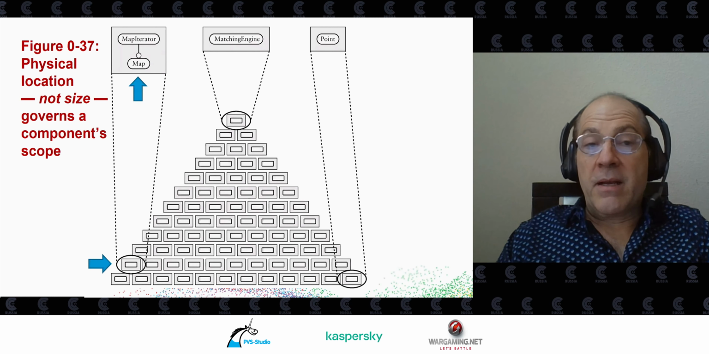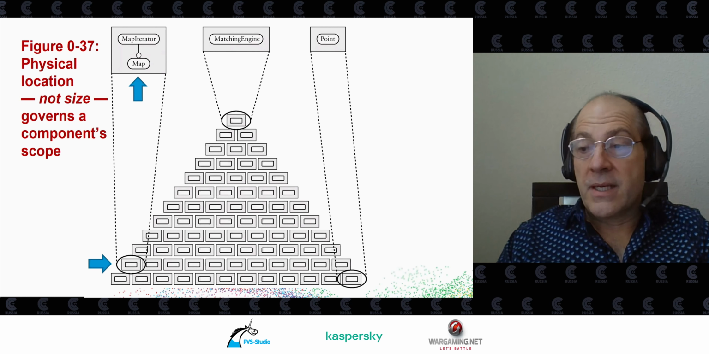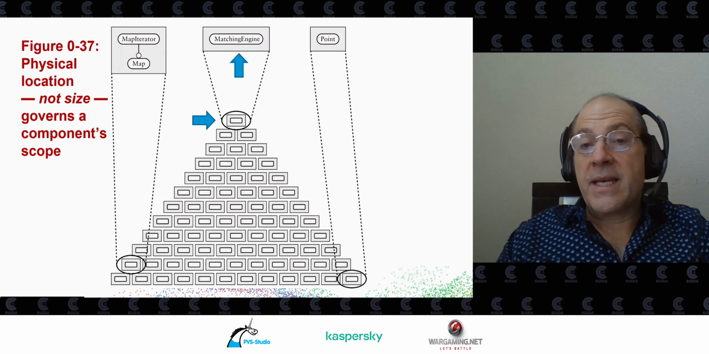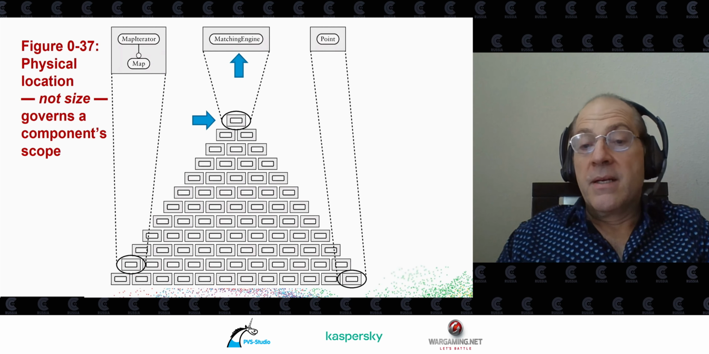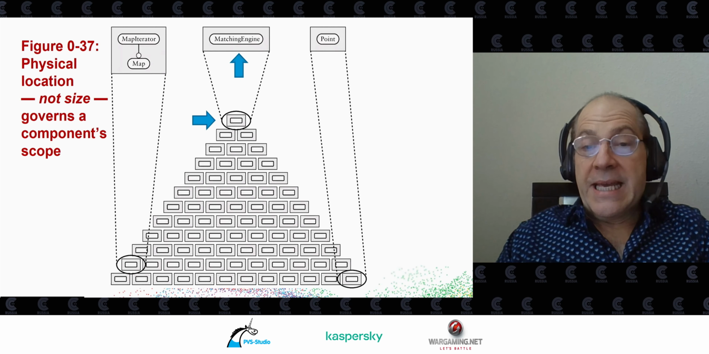Then we imagine something like a map, and the map might depend on other lower level things that are used to build containers and such. And so the next thing might be at the top. It's a matching engine. It's very complex. It's not that much bigger. It depends on a lot of other things. But as you can see, it's at the top of the physical hierarchy.